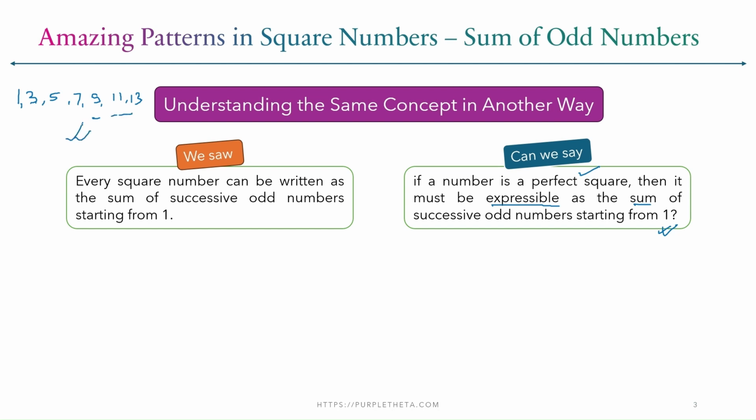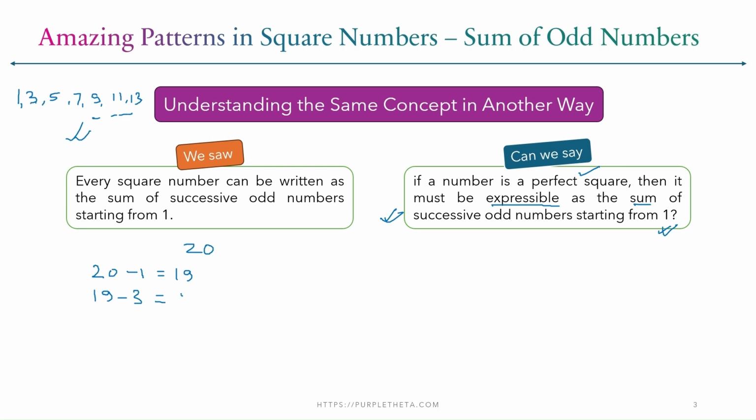These are the odd numbers, right? So let us check whether 20 is a perfect square or not. So I will write 20 here. If a number is a perfect square, then it should be expressible as the sum of successive odd numbers starting from 1, right? So let us start subtracting odd numbers from 20 starting from 1. First I will subtract 1. So 20 minus 1 is equal to 19, right? Next, from 19 I will subtract next odd number, that is 3.